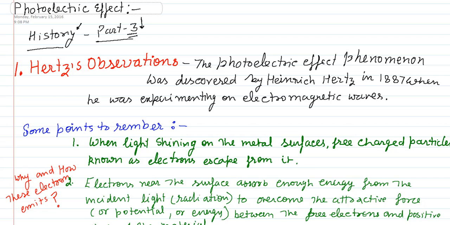Then some numerical values of the work functions of metals, and the way by which one can determine the photoelectrons, the physical process. And now in this section I am discussing some historical part of the photoelectric effect, in which the first name that comes is Hertz. So what was Hertz's observation in the photoelectric effect?